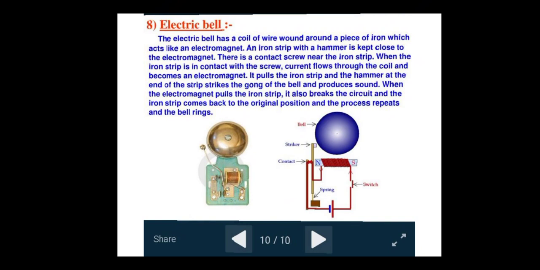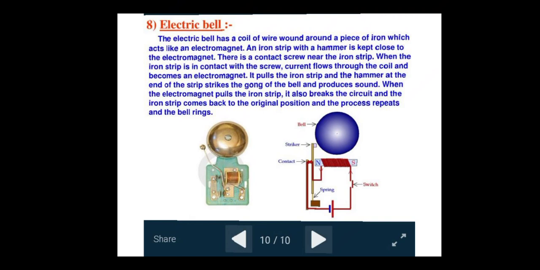Now, what is an electric bell? An electric bell has a coil of wire wound around a piece of iron which acts like an electromagnet. An iron strip with a hammer is kept close to the electromagnet. There is a contact screw near the iron strip.